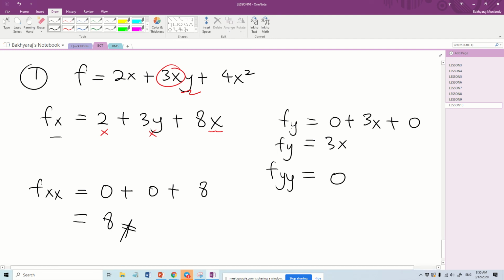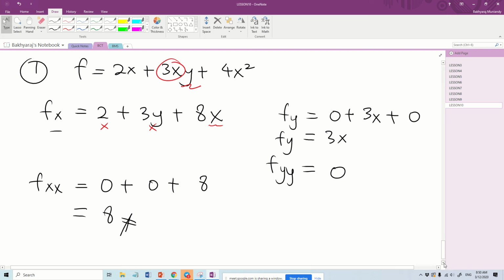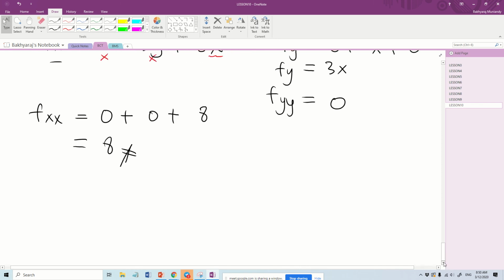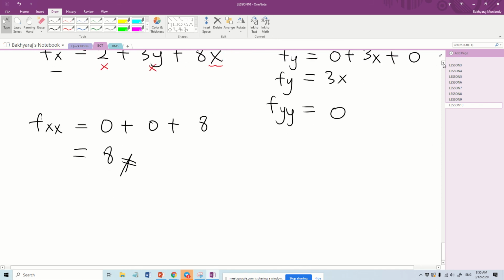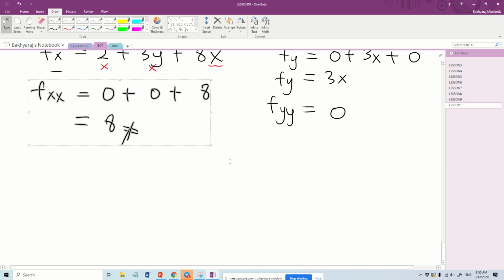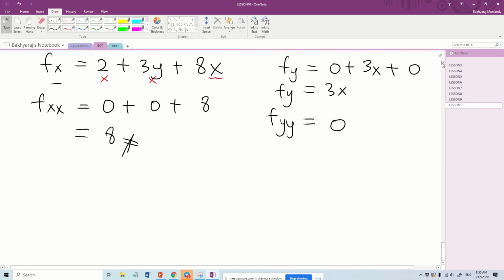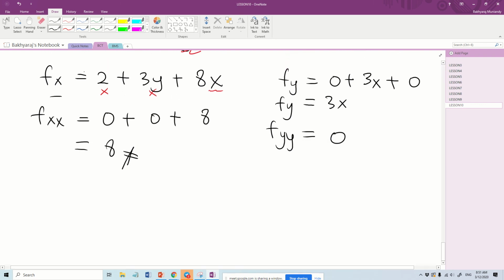Okay, anyone? Any problem so far? Okay, so no issue, you can still do that. Now I want to continue with the same function. I want to continue with fxy. Okay, what is it supposed to be?